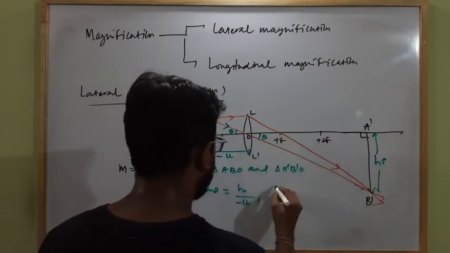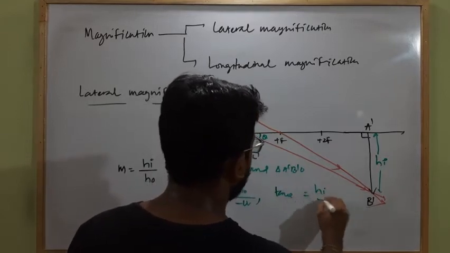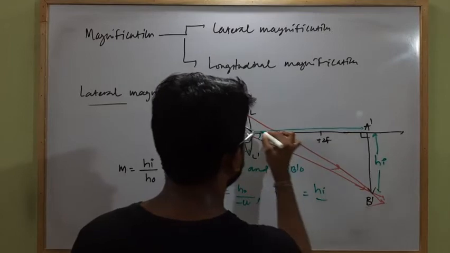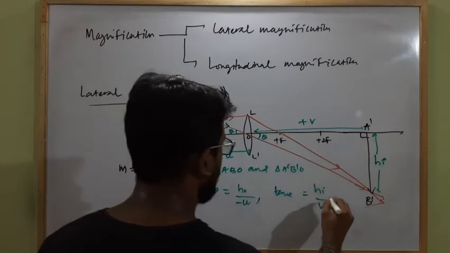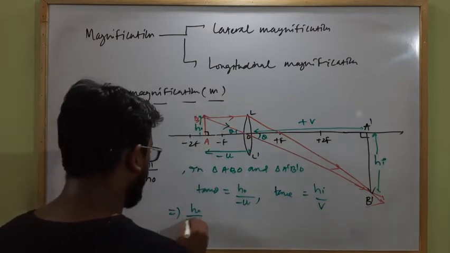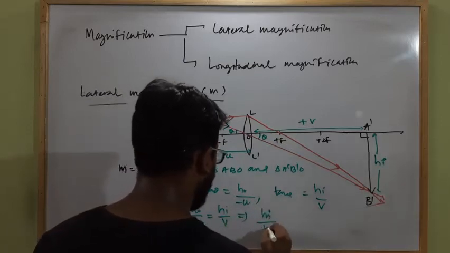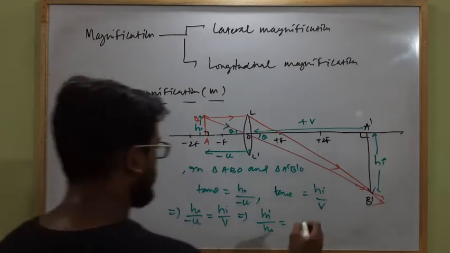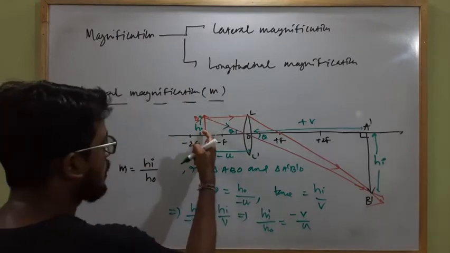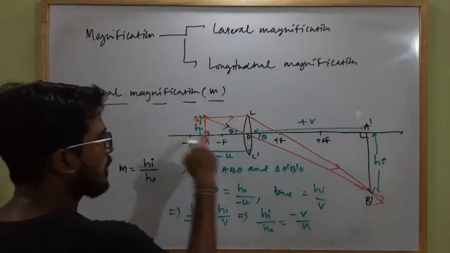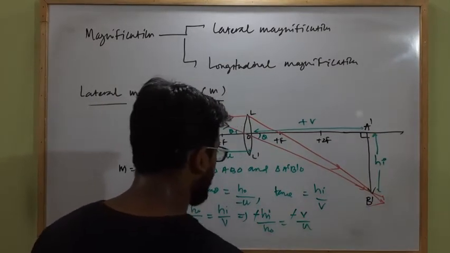And also in triangle A dash B dash O, tan theta equals HI by this length, which is plus V, because the image distance is measured along the direction of the incident ray. So this implies you can write HO by minus U equal to HI by V. Rearranging this, we get HI by HO equal to minus V by U. HO is measured above the principal axis, so it will be positive, and HI is measured below the principal axis, so it will be negative. So minus minus will cancel.